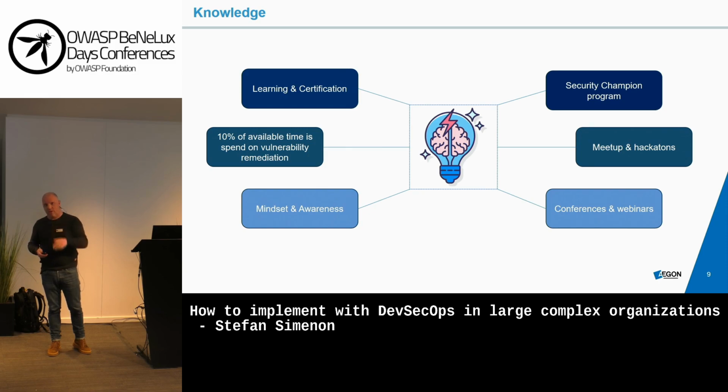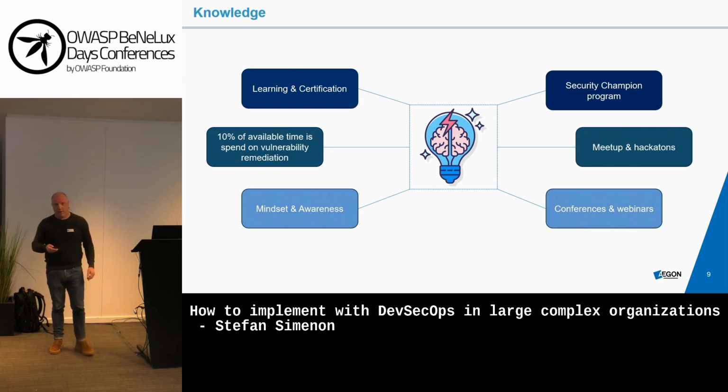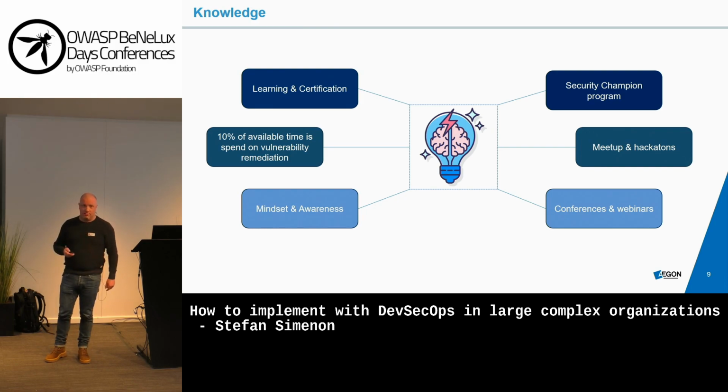learning, security champion programs, also meetups, hackathons, send them to conferences, webinars, make sure they have time available in sprints, or that they have time available to fix or to spend time on vulnerability remediation. This is very often underestimated and not well arranged in companies, but it's a crucial item.